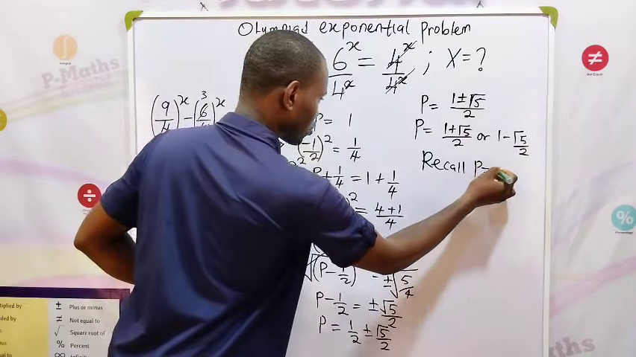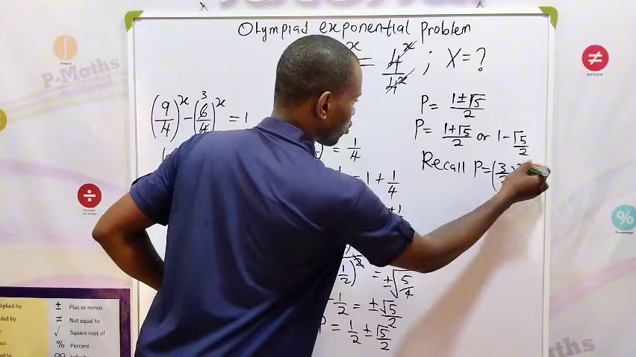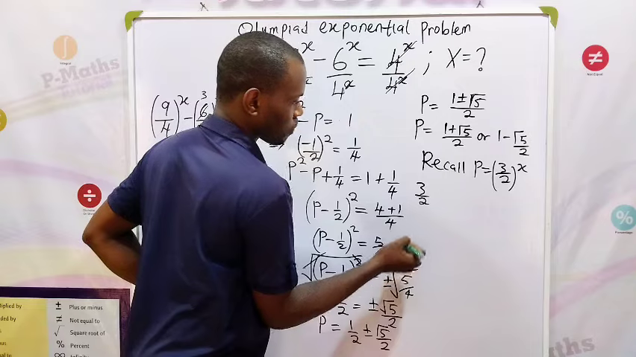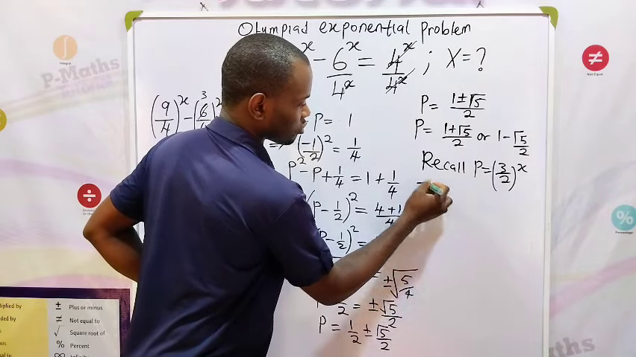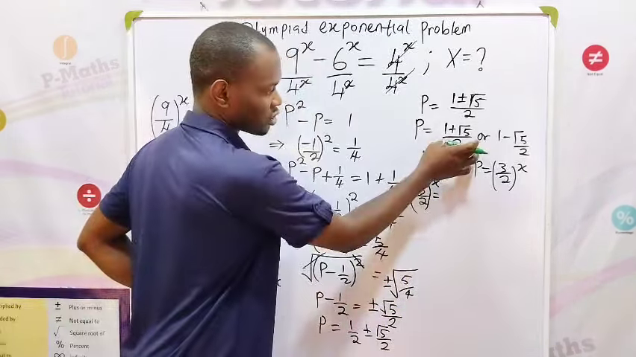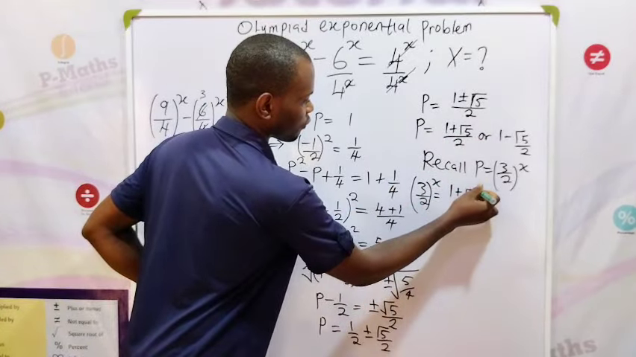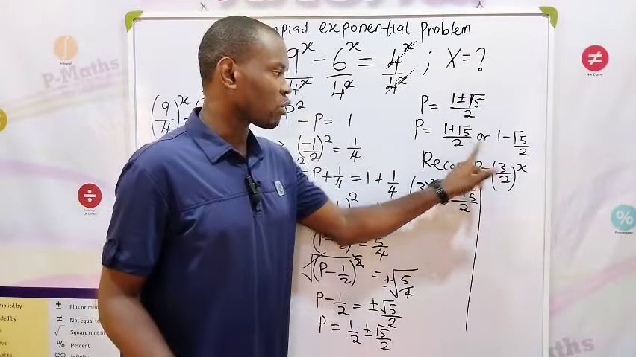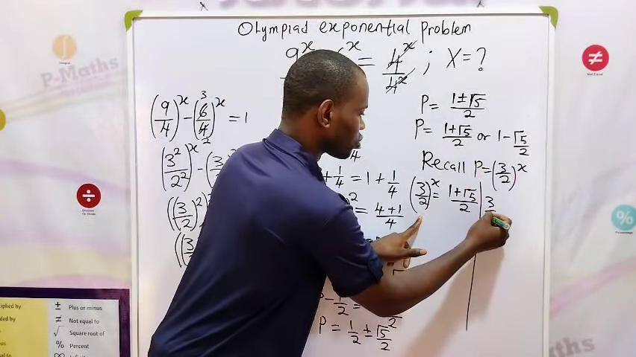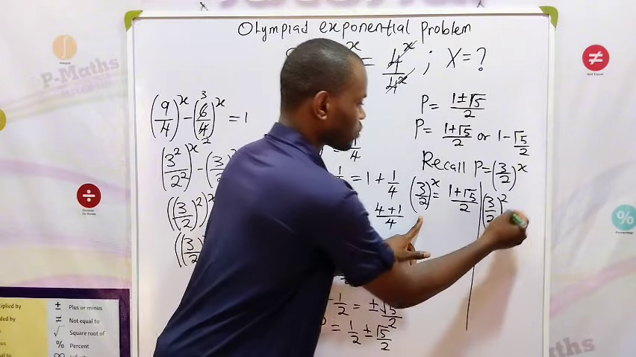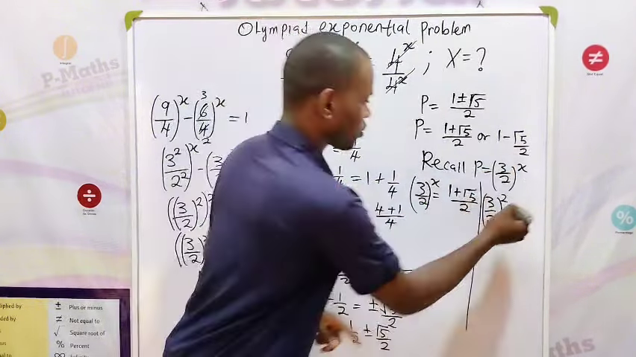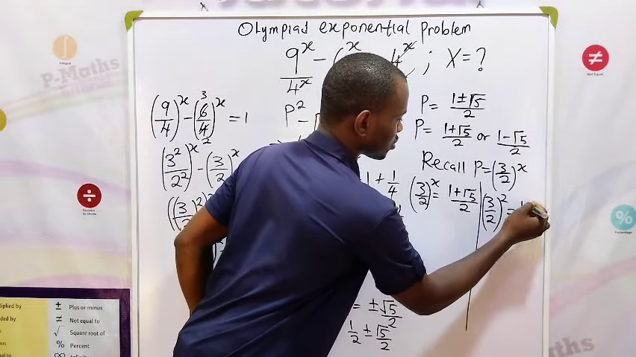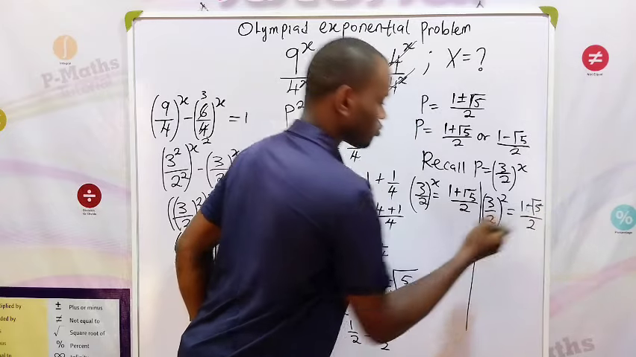So we record that p is equal to 3 over 2 raised to the power of x. So that means we are going to be having 3 over 2 raised to the power x equals this one, 1 plus the square root of 5 over 2. We are solving it 2 times because we have this or this. So we are now saying again, 3 over 2 raised to the power of x is equal to this guy, 1 minus the square root of 5 over 2.